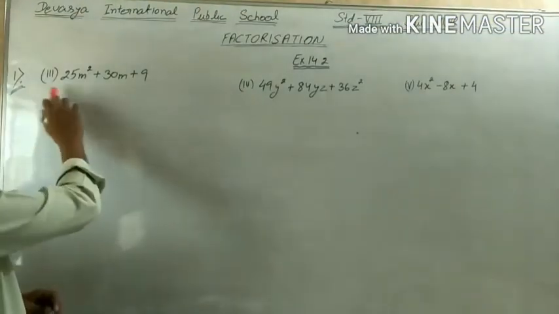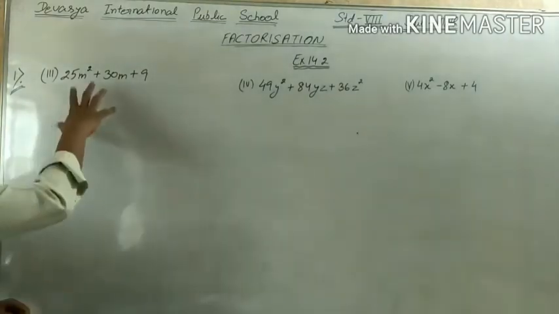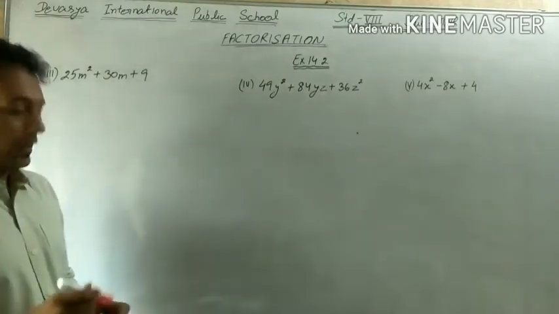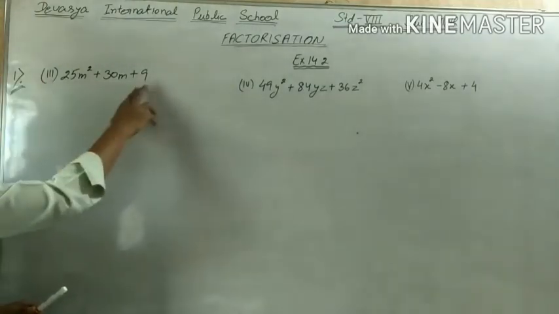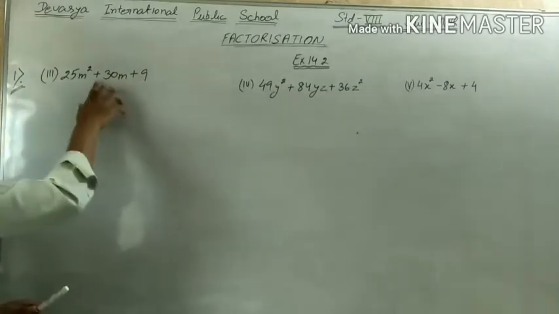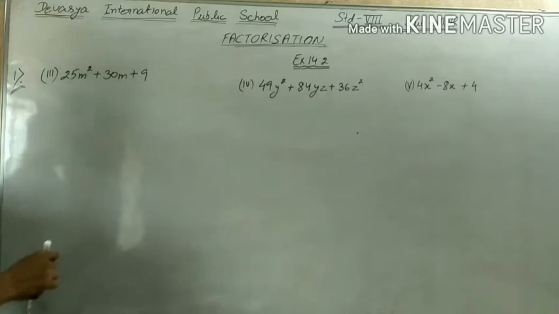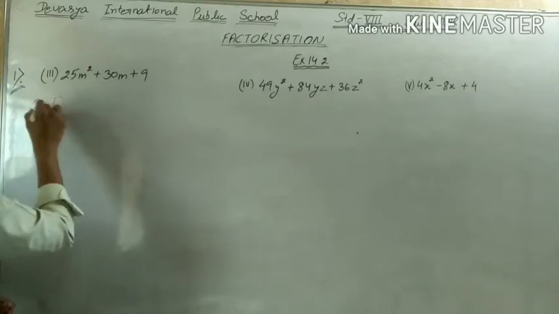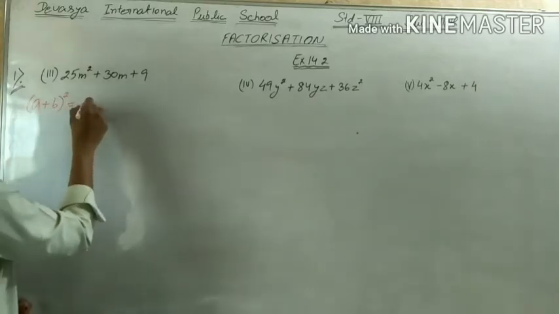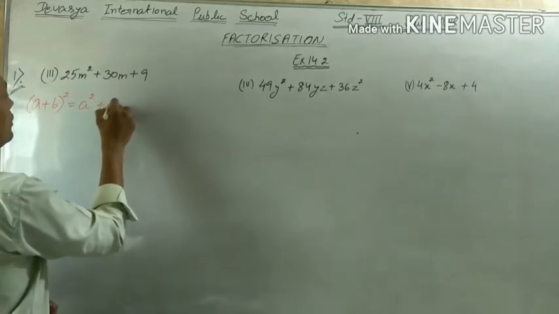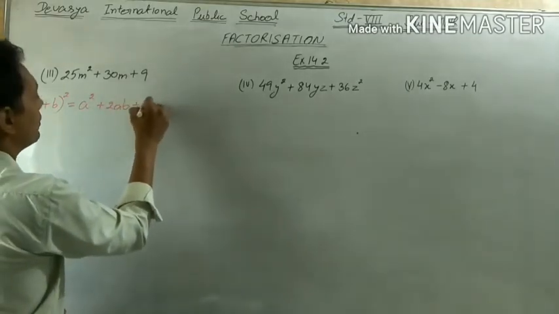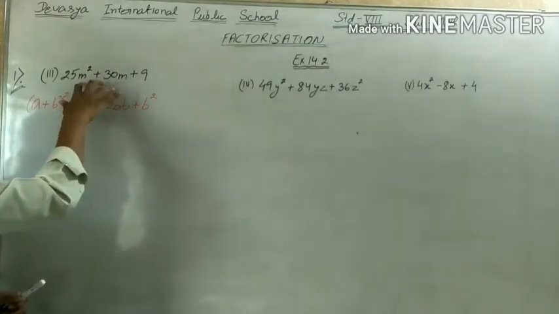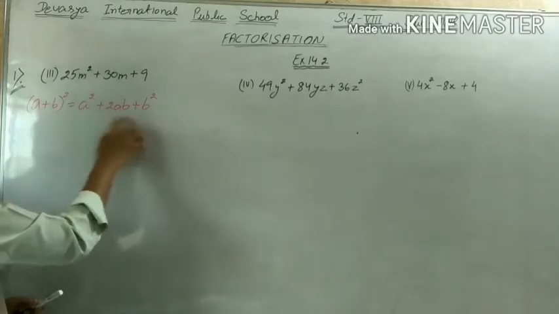Now student, question number 1, Roman number 3rd. Now we need to factorize this expression. This expression is 25m square plus 30m plus 9. So clearly, as we can see, the first term and the last term are perfect squares and the middle term has a plus sign in it. So which formula are we going to use? The identity we will be using is A plus B whole square is equal to A square plus 2AB plus B square. Okay, and we need to convert this expression in such a form so that it fits into the right hand side of our identity.